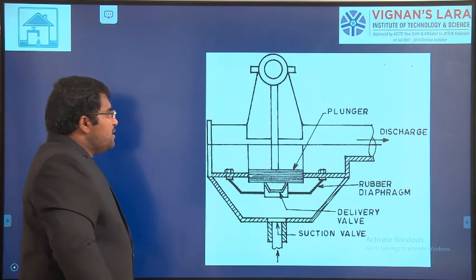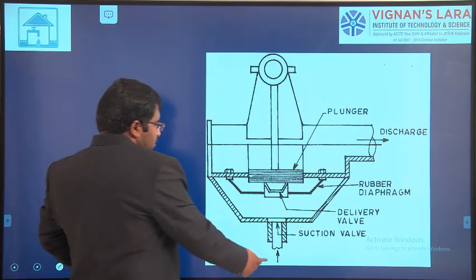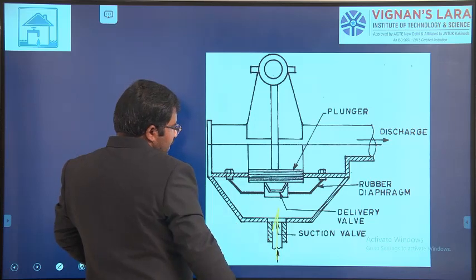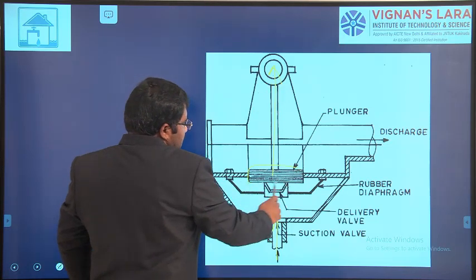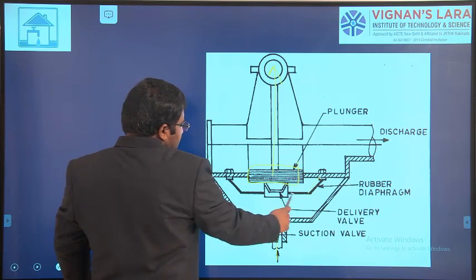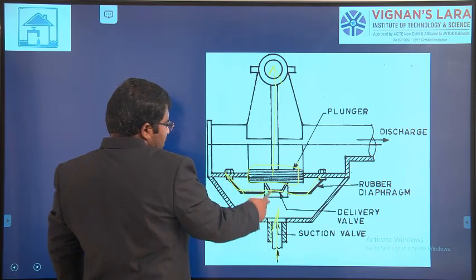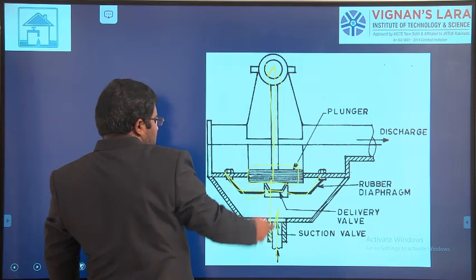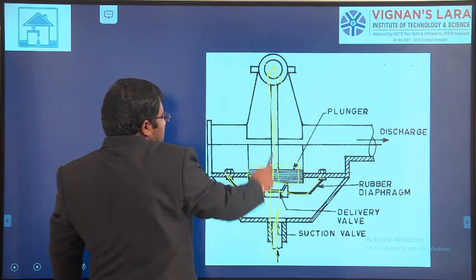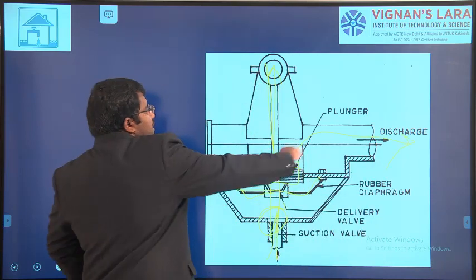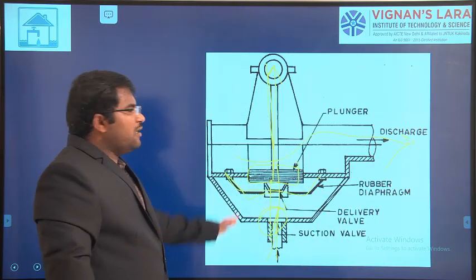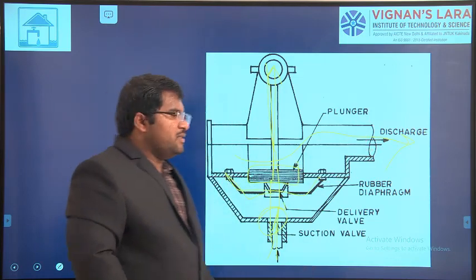Here we can see this is the suction valve. Liquid enters here and moves to the top. This is the plunger, right? Here I have a rubber diaphragm, through which water will come. When it moves up, water enters. When it comes down, the valve closes and the water, or sewage, moves out of the cylinder to the outlet, that is called the discharge side.